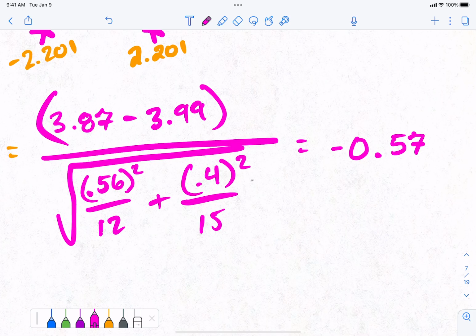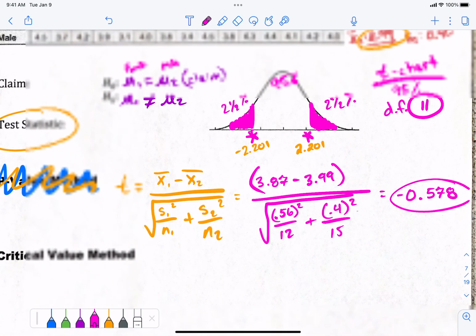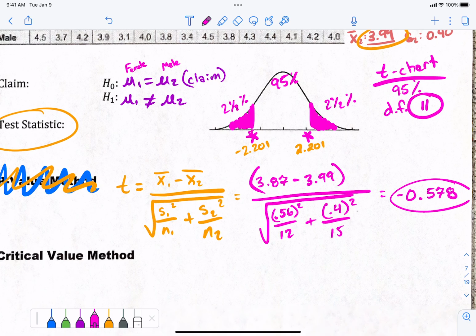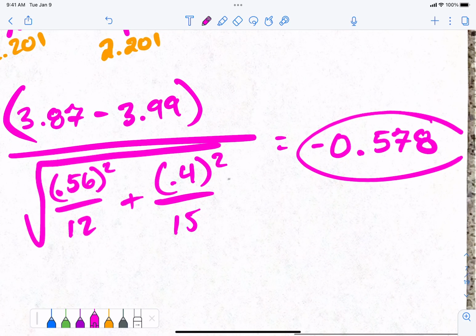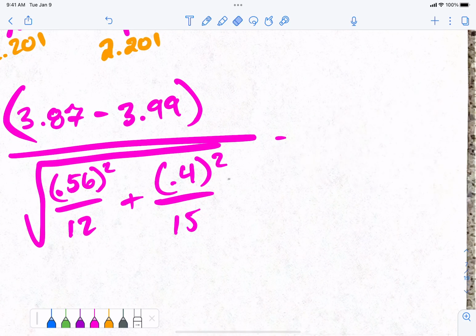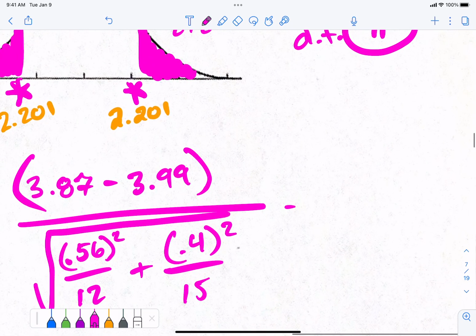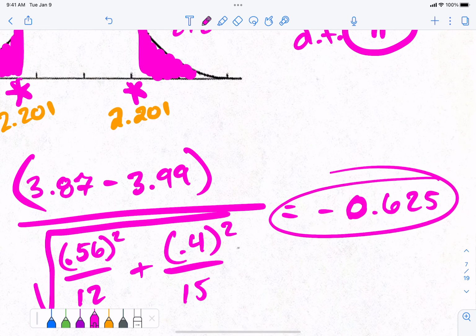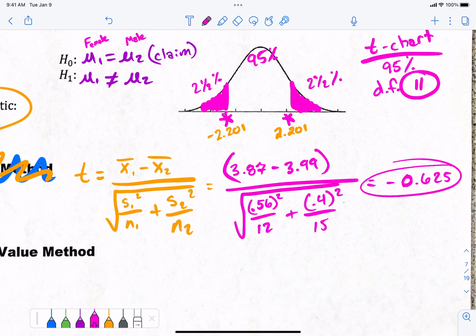Negative 0.578. That's what Marcus gets. Anybody else got that? You did not get that. So it does not equal. Oh wait, I didn't put it over 12 and 15. I put it over 11. Ah, gotcha. No, it does. I got negative 0.625. Equals negative 0.625. Sarah got that also? Yes, perfect. Negative 0.625. We would have got the same result, but anyway.